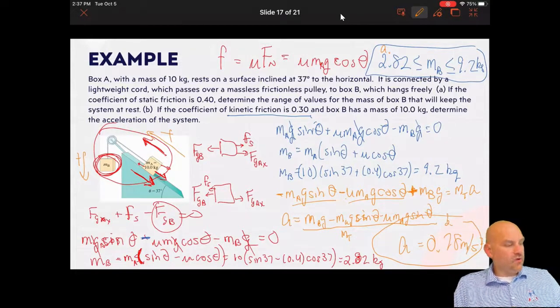Okay, so we have two more topics in this unit, which are going to be uniform circular motion, and then we're going to talk about essentially the calculus of Newton's laws, which will be velocity dependent.